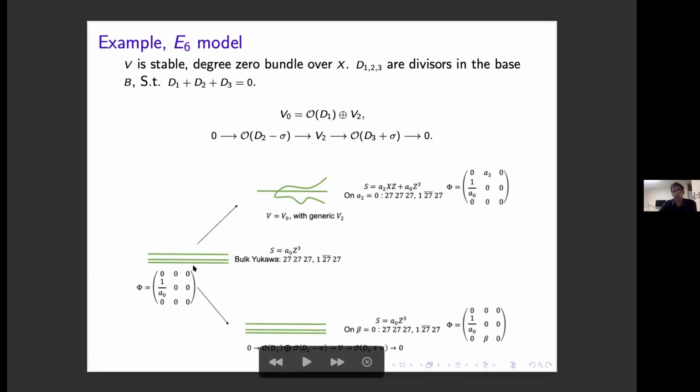We can also turn on some open string modes, but I think I'm running out of time. But even in this case, even though the spectral cover is the same, we don't have bulk modes. We have some defect modes actually. So this is all. I should stop here.